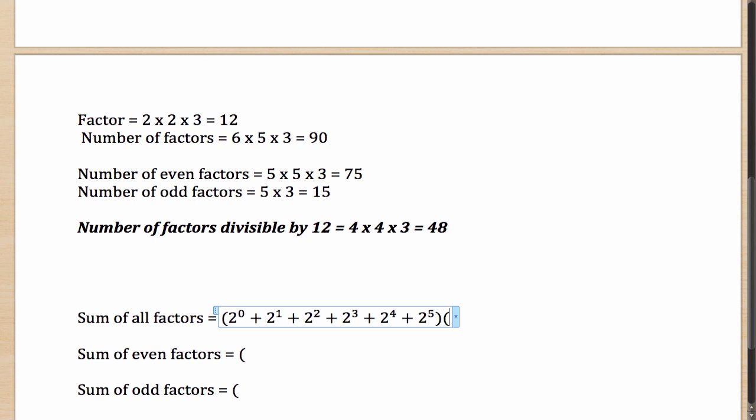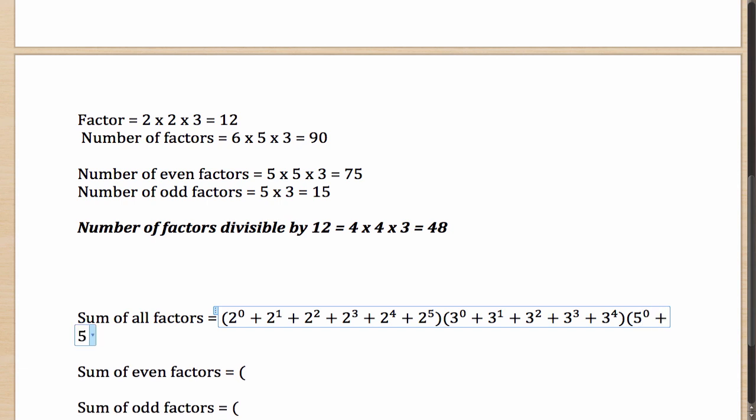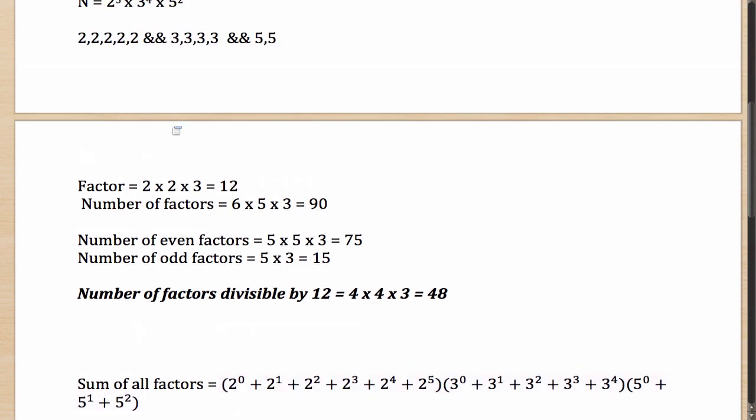This will be multiplied with 3 to the power 0 plus 3 to the power 1 plus 3 square plus 3 cube plus 3 to the power 4. And finally, this will be multiplied with 5 to the power of 0 plus 5 to the power of 1 plus 5 square. Now, do you realize why I have done this? Because I had 5 2s, 4 3s and 2 5s. So this gives me the upper limit.